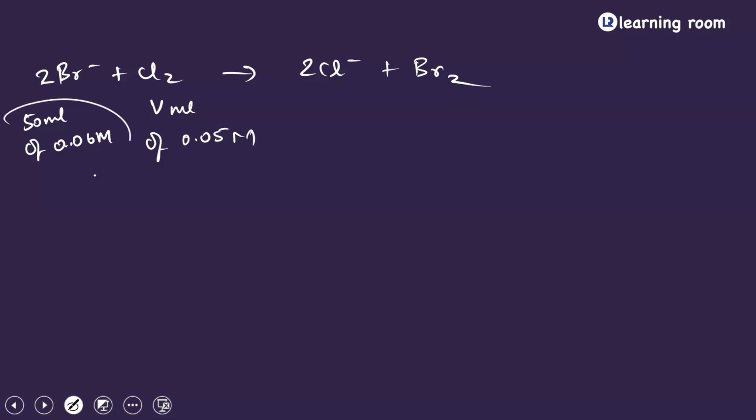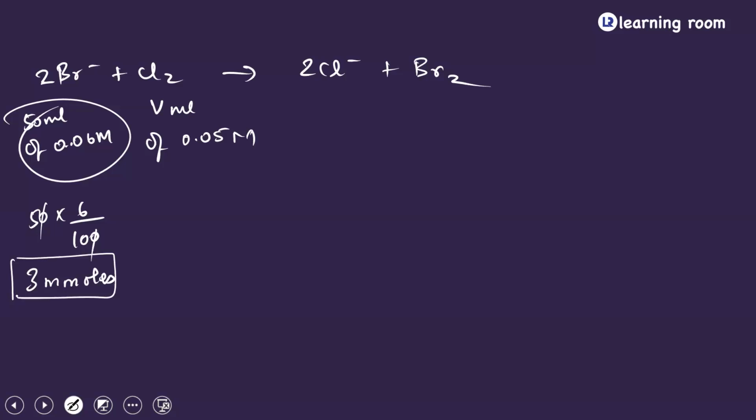Multiply பண்ணா number of moles கிடைக்கும். இப்போ இங்க the number of moles that I have got is 50 into 0.06, that is 50 into 6 by 100, correct? So which is 30 by 10, 3. So you have got 3 millimoles. If this is 3 millimoles, what will be the number of moles of chlorine?